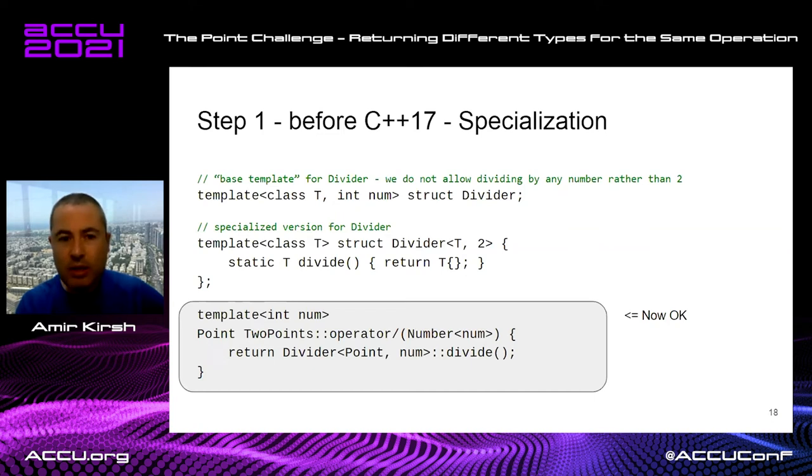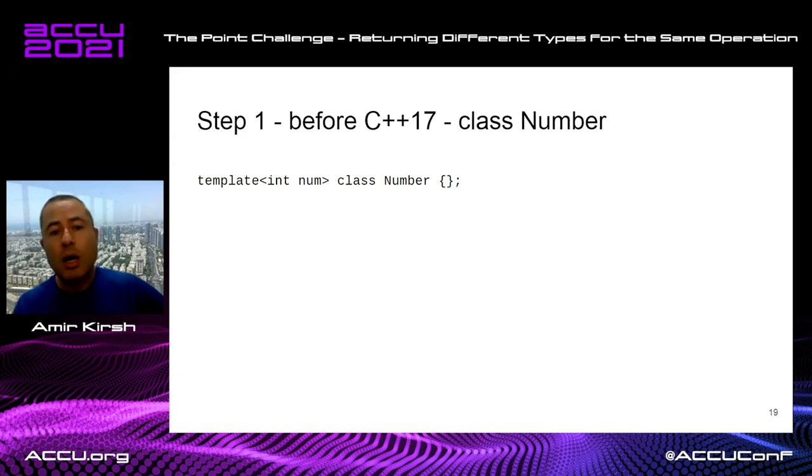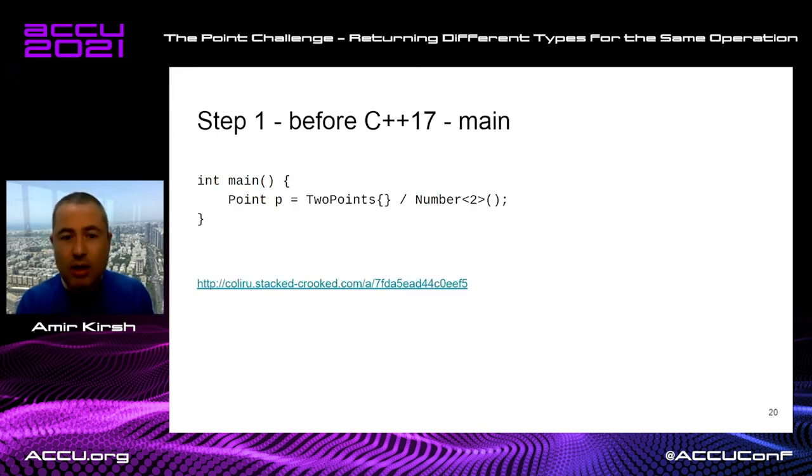But what we have here is a template with specialization saying that, okay, if you divide by two, I know what to do. But another problem is, what about dividing by three? Suppose that I have addition of 3 points. How can I do it for any number? Okay, so we want a class number. We can divide 2 points by number two, but that's not strong enough.